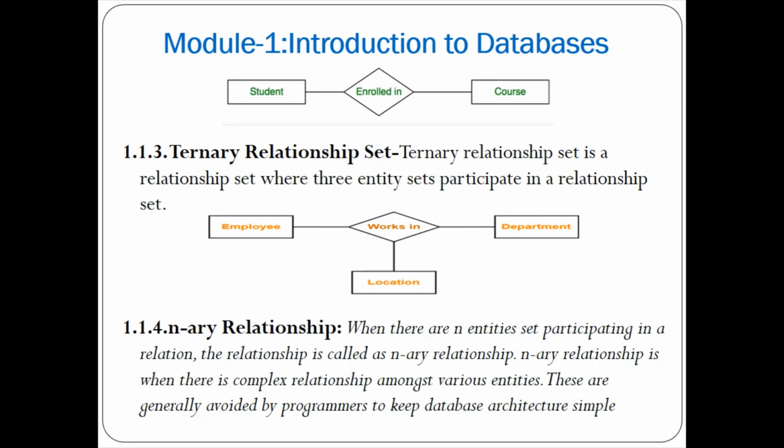Next, what is an n-ary relationship? An n-ary relationship is defined when there are n entities participating in a relation. The relationship is called an n-ary relationship. An n-ary relationship is when there is a complex relationship among various entities. These are generally avoided by programmers to keep the database simple.